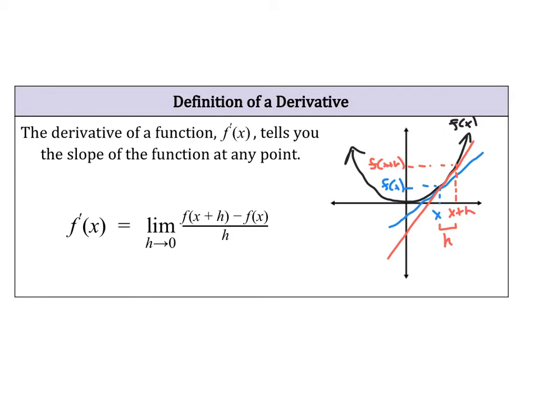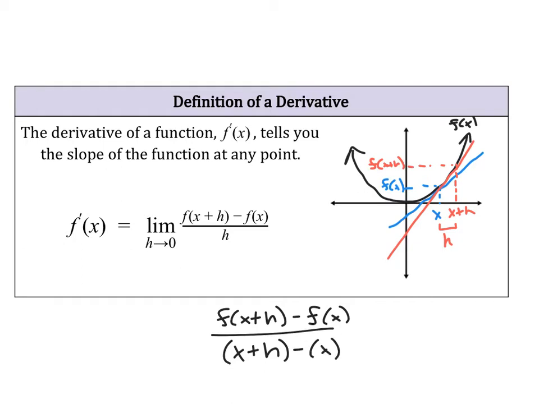So that's why we take the slope formula. So notice our slope formula, as you know, is y2 minus y1 over x2 minus x1. So we write that out. We get y2, which is this, minus y1 over x2, x plus h, minus x1, which is x. So you'll notice that the x's cancel out, which is why we just have h in our denominator. So this is just the slope formula.